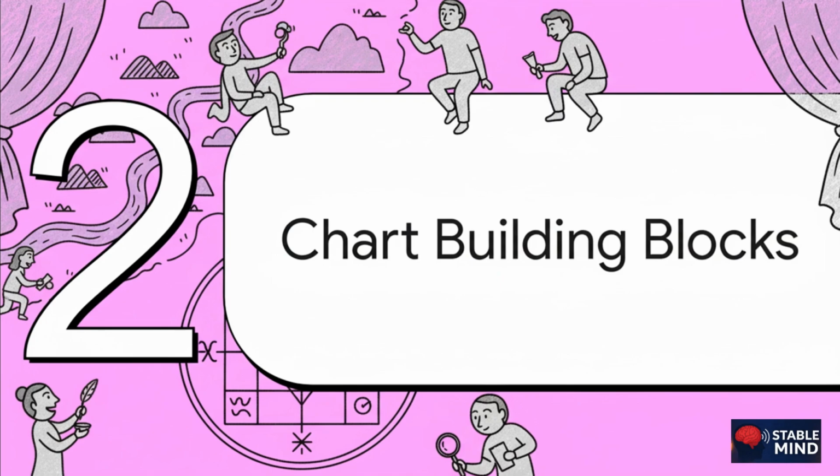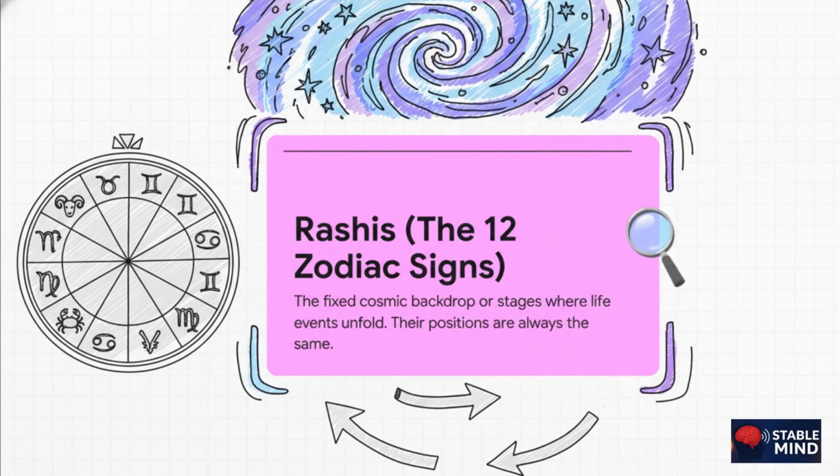Okay, so how is this map actually built? It really boils down to three key things. And to keep it simple, let's think of it like a play. You've got the stage, you've got the actors, and you've got the different scenes or acts. First up, we have the stage. These are the Rashis, which are the 12 zodiac signs. Think of them as the fixed backdrop, the set design of your life. In that South Indian chart we're using, Aries is always in one box, Taurus in the next, and so on. They don't move. They're the cosmic stage where everything else plays out.